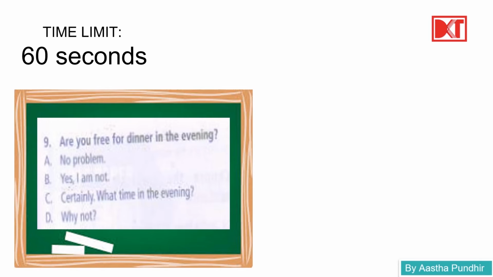Here, the next dialogue. The first person says, are you free for dinner in the evening? What could the second person reply? They could reply many things, but what could be the most appropriate one? A. No problem. B. Yes, I'm not. C. Certainly, what time in the evening? Or D. Why not? The correct answer is C. Certainly. What time in the evening? As I said in the previous question, you reply with certain inquisitiveness, curiosity, asking what time in the evening, and also acknowledge it, yes, certainly. All right.